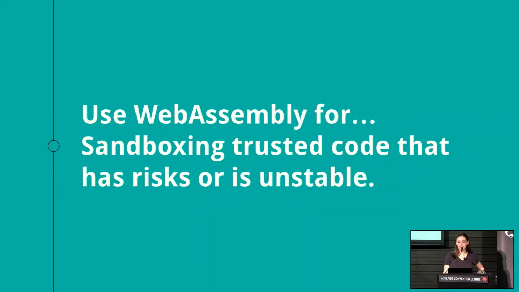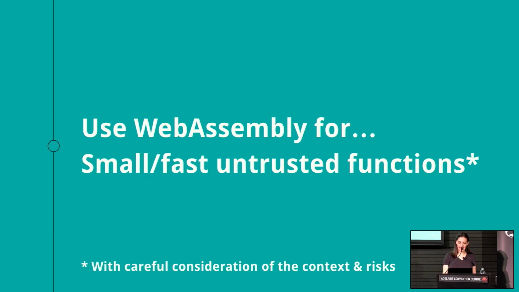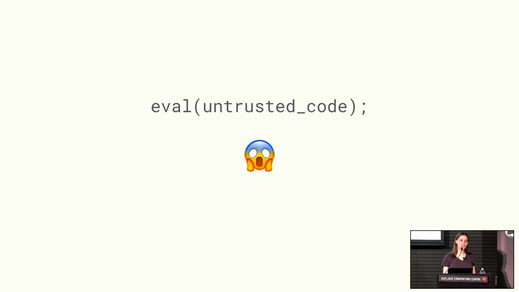I would absolutely recommend using WebAssembly for sandboxing trusted code that has risks, maybe memory safety risks, or is unstable. You can absolutely do that. I think that's a really good use of WebAssembly for sandboxing as well. And maybe use WebAssembly for small or fast untrusted functions, but again, be careful with this. The companies that are doing this have other security measures on top of this as well. Cool, but definitely don't do this.